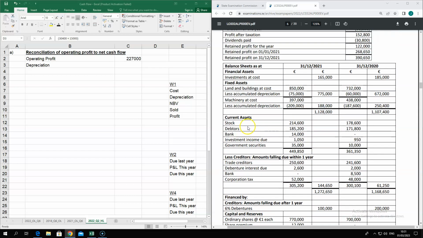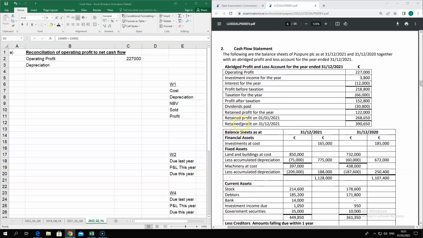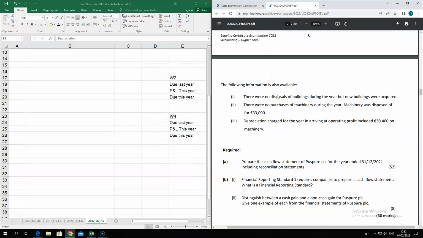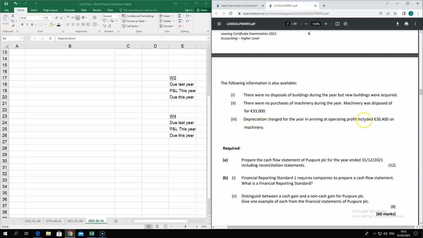Okay, so today I'm going to go through 2022 question 2 cash flow statement, higher level. So start with your operating profit, which is given to you in the question, 227,000. Then you add back all your depreciation. So your depreciation, you have to look at your notes here in the question, and it said the depreciation for machinery is 30,400. Now you just have to find the depreciation on the buildings.